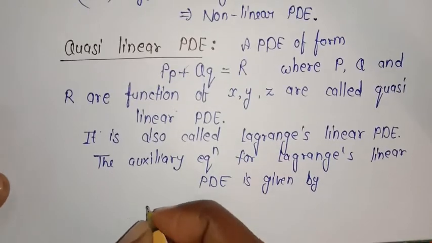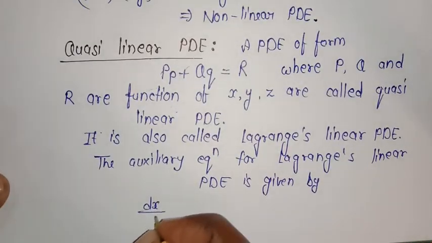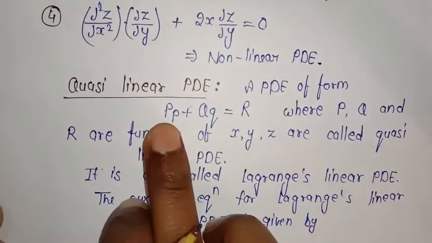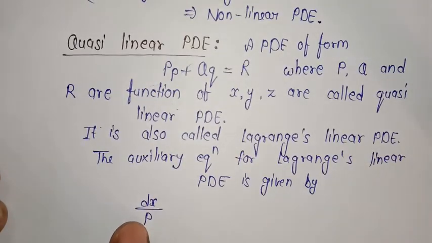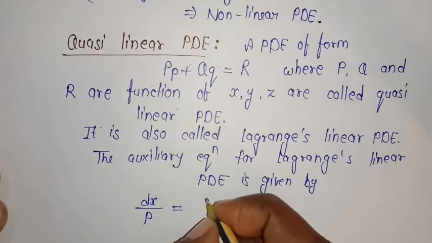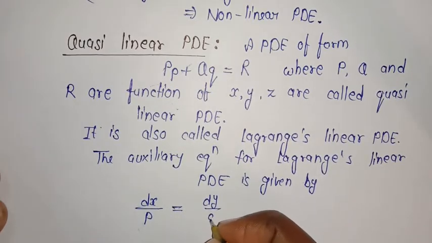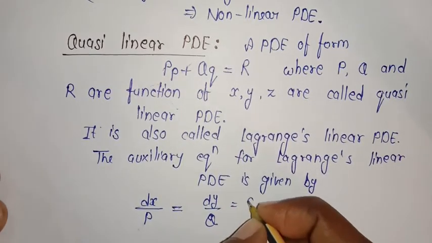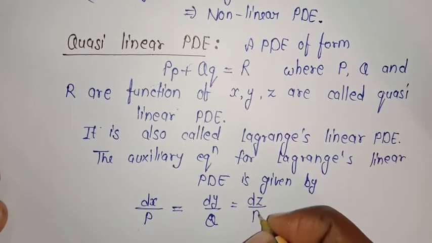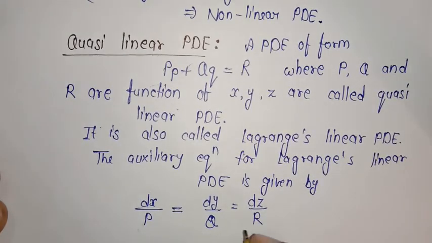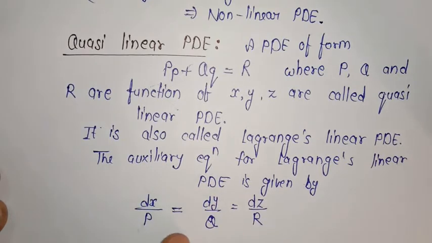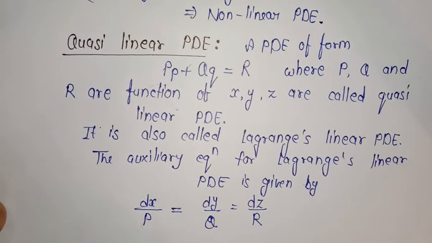firstly we write dx upon P, that is, the coefficient of small p we write in the denominator: dx/P = dy/Q = dz/R. In this way we write the differential equation and then we solve it by taking two ratios together or using the multiplier method. I will discuss those methods in my next lectures.